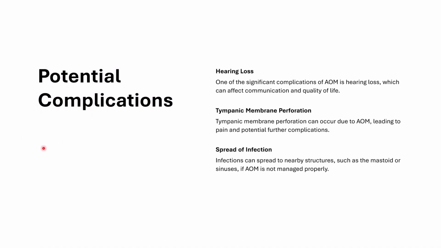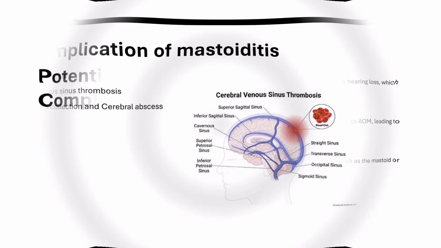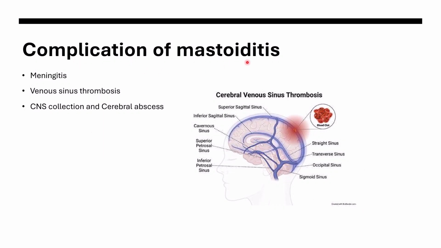What complications can this patient have? Let's see. Potential complications include hearing loss, which can affect communication and quality of life, tympanic membrane perforation, or the infection can spread to the mastoid bone or sinuses. Complications include mastoiditis, meningitis, venous sinus thrombosis, as you can see in this picture, and CNS collection, cerebral abscess.